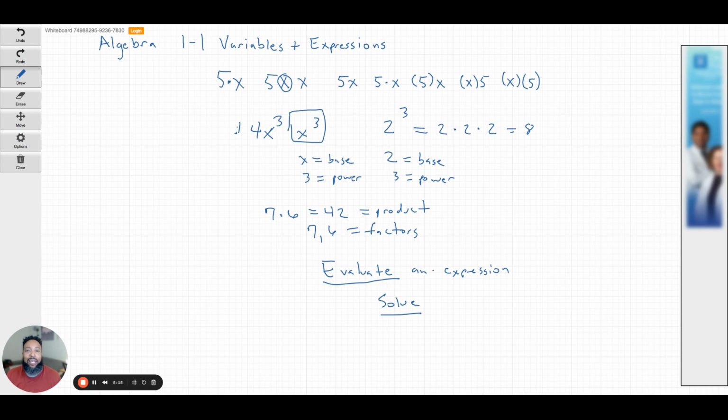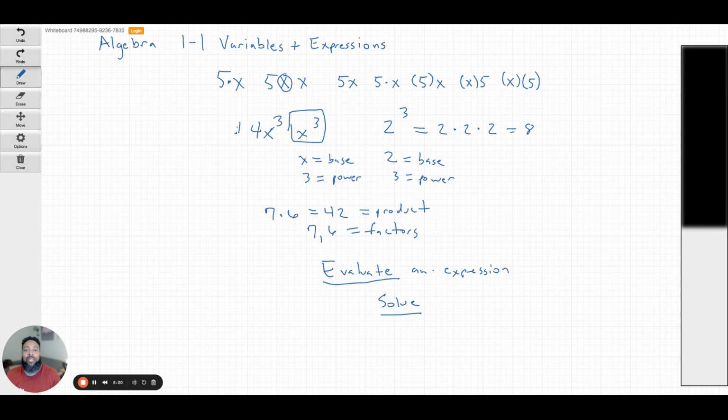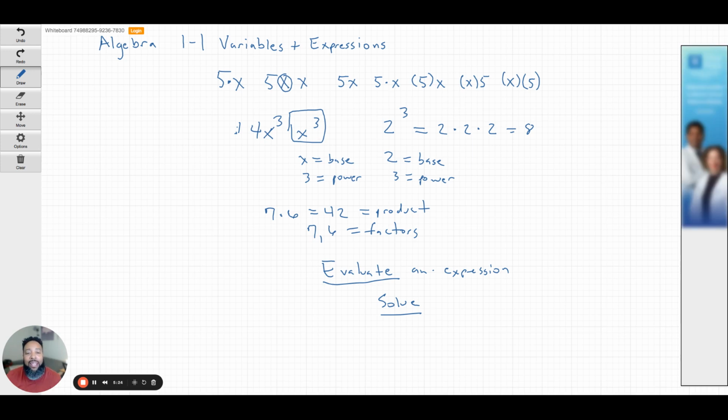And so in this lesson, we spoke about variables, expressions, bases, power, products, factors, and the ability to evaluate or solve an expression.